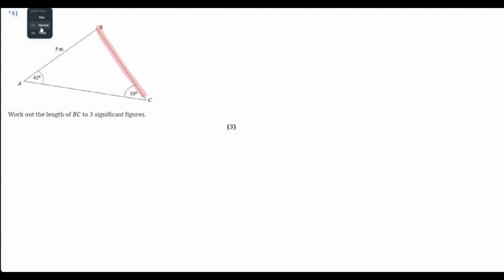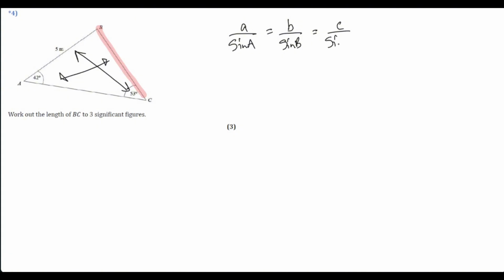Number 4, work out the length of BC to 3 sig fig. Okay, so what are we using here? We've got a side opposite an angle, and we're looking for a side that's also opposite an angle. So this tells me this is the sine rule. We're looking for a side, so the best way to use the sine rule is side up. If you're looking for an angle, I would do angle up. And they do give you the sine rule.